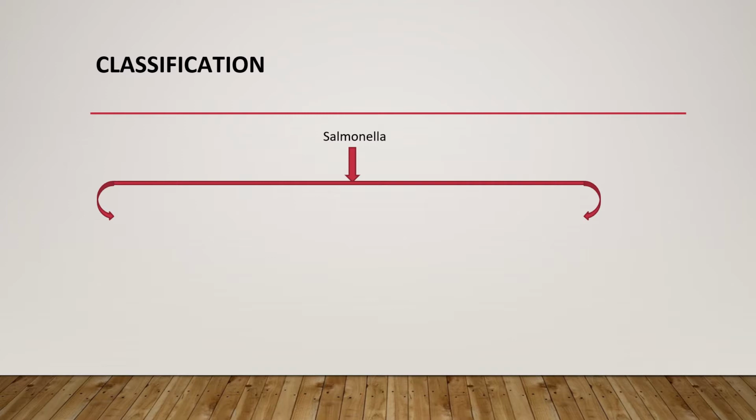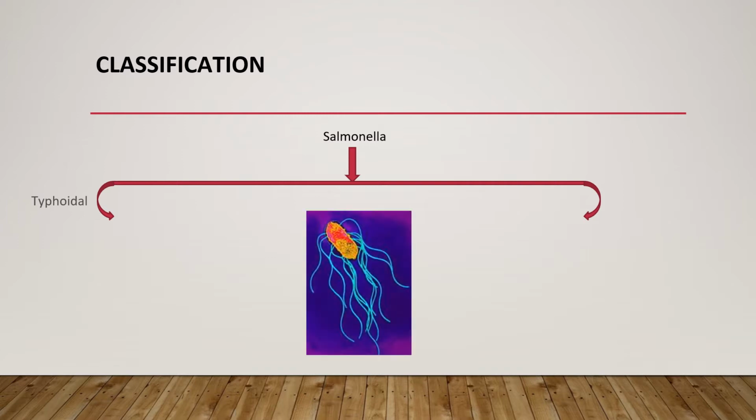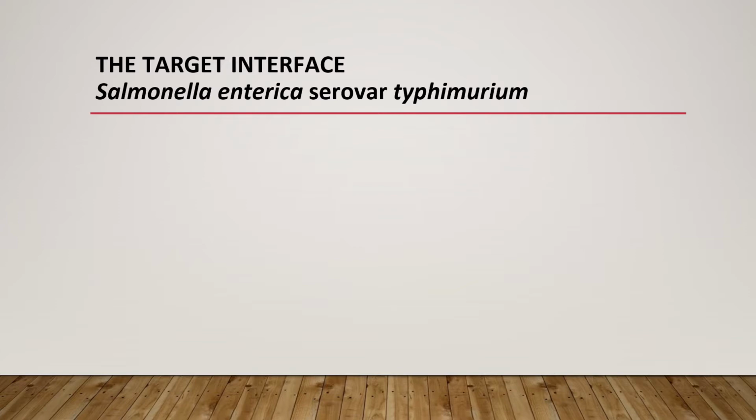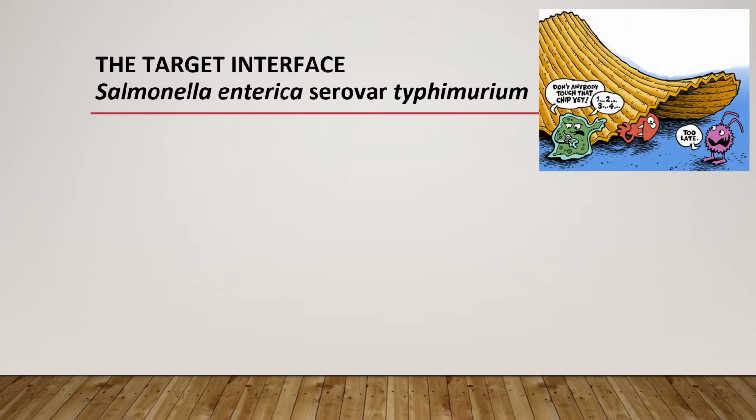Salmonella can be classified into typhoidal and non-typhoidal. Typhoidal causes typhoid and paratyphoid fever. For the purpose of this presentation, we'll be focusing on non-typhoidal, which causes gastroenteritis and food poisoning, specifically Salmonella enterica. Salmonella enterica serovar Typhimurium and its One Health significance.